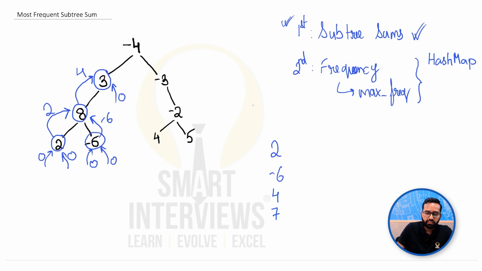So for our case, we'll be using a hash map with key value pair, where the key will be nothing but the subtree sum and the value will be nothing but the frequency. Of course, both will be of type integers.